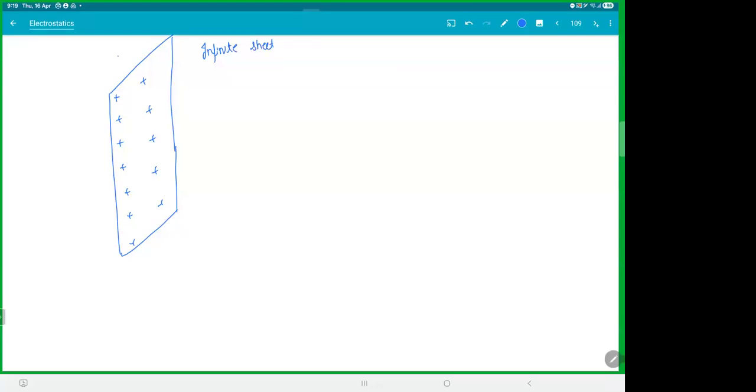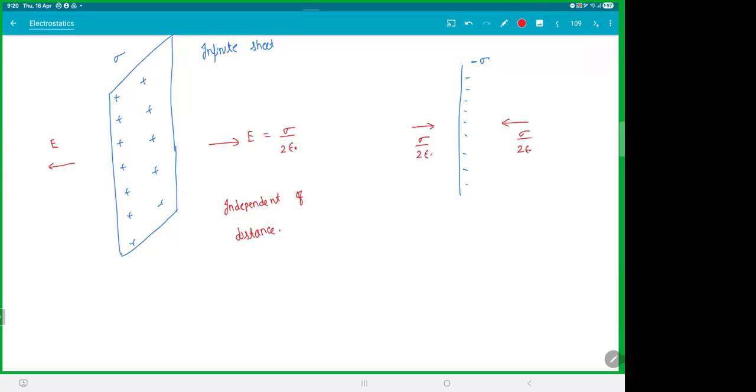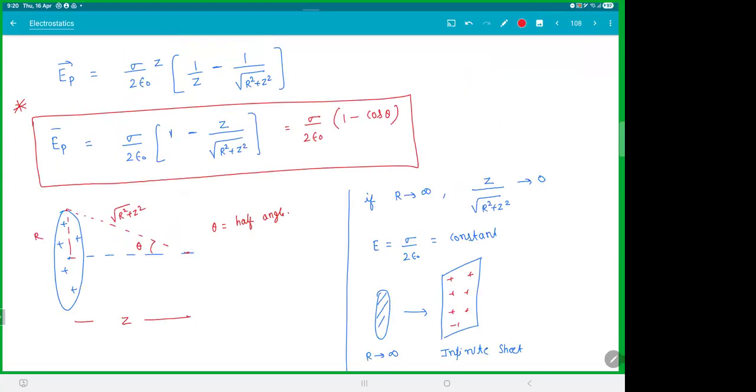So if you have an infinite sheet, sigma is the surface charge density. The field will be away from the sheet. So on the right side, it will be on the right, on the left side, it will be left. And the magnitude is sigma by 2 epsilon, independent of distance. No matter how far you go, the field will always remain constant. For negatives, it will be towards the sheet. And if you have minus sigma, then the field will be towards the sheet. Sigma by 2 epsilon and sigma by 2 epsilon. So you can make a disk into an infinite sheet by making the radius infinity.